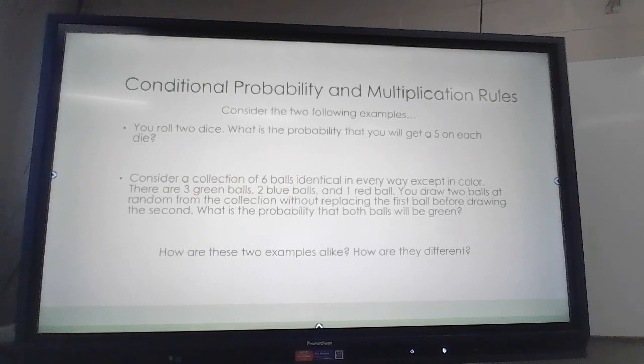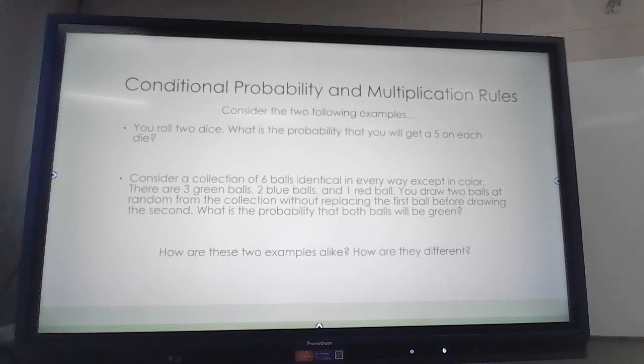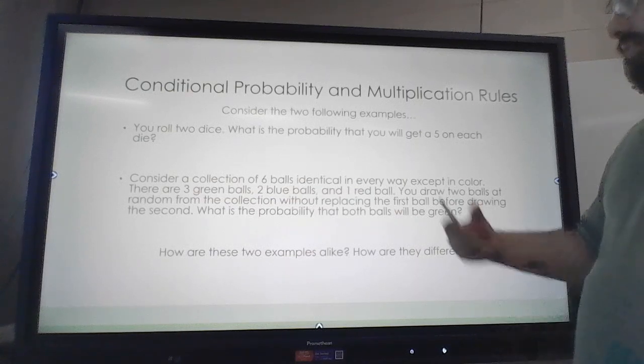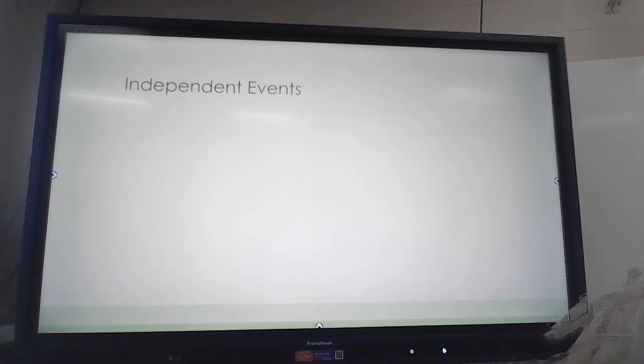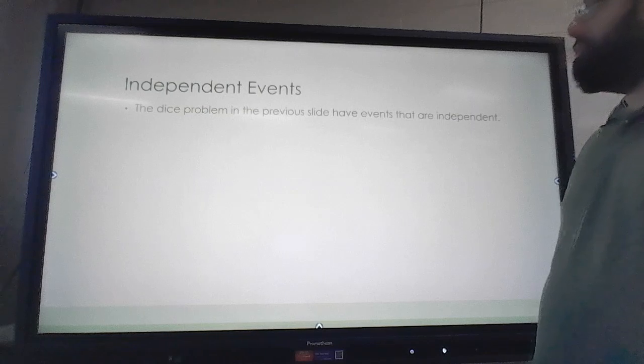Now, how are they different? Well, when I roll the dice, what I get on the first die is not going to affect what I get on the second die. But if you look at the second example, there's a key phrase, "without replacing the first ball", which means that when I choose the first ball from the pile, the probability of whatever I'm choosing second is going to be affected by that.